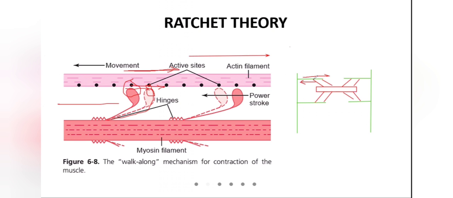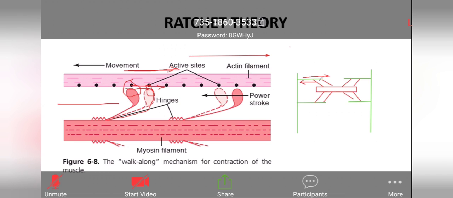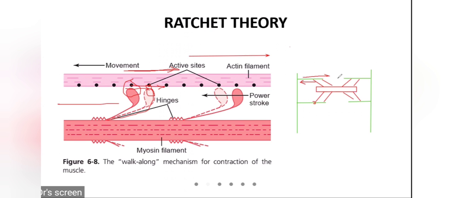So basically, this head will go and attach here and pull it. These green actin lines will come together in this direction. Same way from here, they will come in this direction. So at the end, what will happen finally? The actin will be like this. Since both the ends are attached to the Z line, this will pull the Z line also together with it. So from here, the Z line will come here.